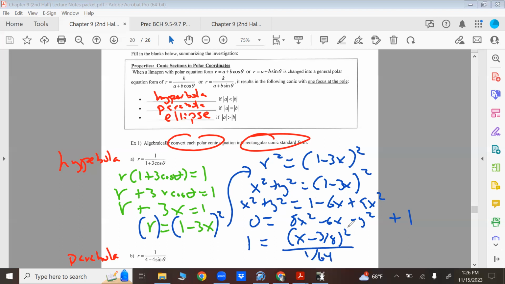I'm not going to ask you to graph it because it's too crazy to graph. Yeah, so there you go. I know the center is at 3/8, 0. And if I wanted to, I could find the asymptotes, but let's not worry about that. It's just too crazy. So, okay. Why don't you guys try part B in your table groups? We'll check in about 3 minutes, see how you guys are doing.